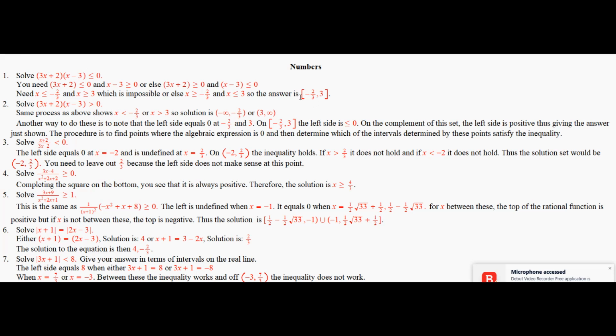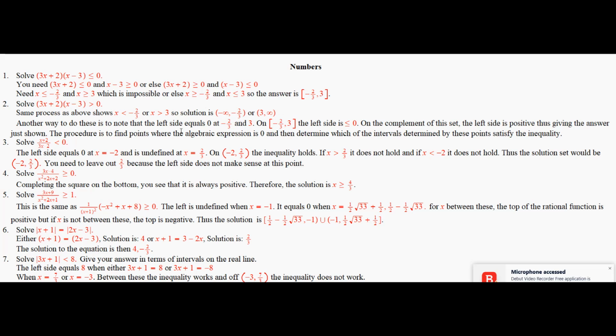But if x is bigger than 3, then both of these are positive and it won't work. If x is less than minus 2/3, then they would both be negative, and then you get something positive. So this must be the answer right here. Now I can do the same process if I have less than or equal replaced with greater than. In this case, I find that the intervals that cause the inequality to be true are these two.